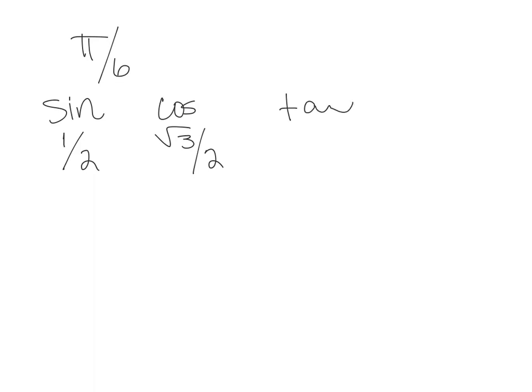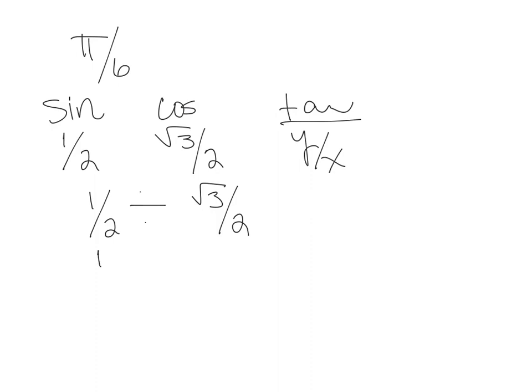Tangent is y divided by x, so we would take 1/2 divided by square root of 3 over 2, and with fractions, in order to divide, you flip and multiply. So we would flip the one on the right, and we would multiply. So we would get 1 over the square root of 3.